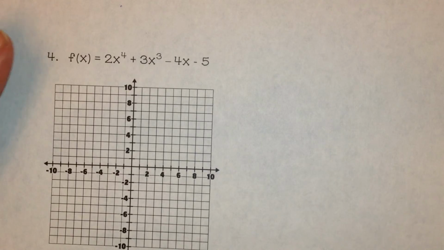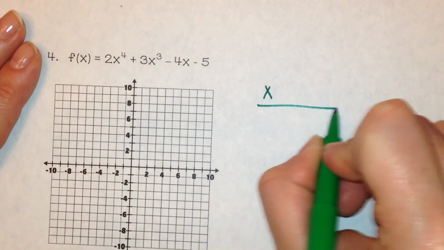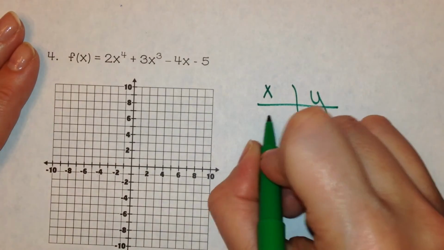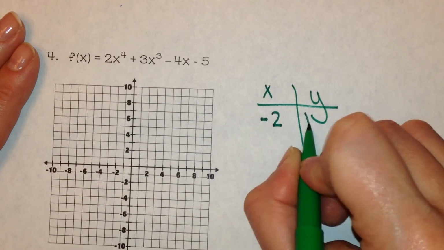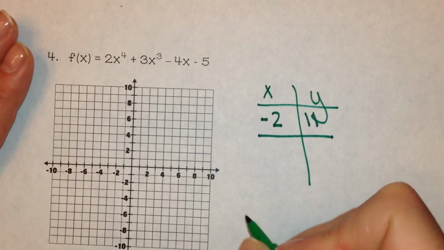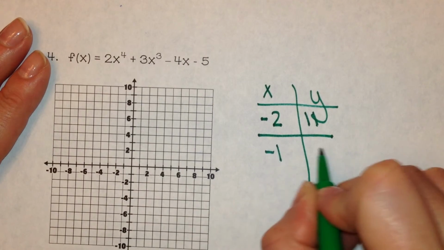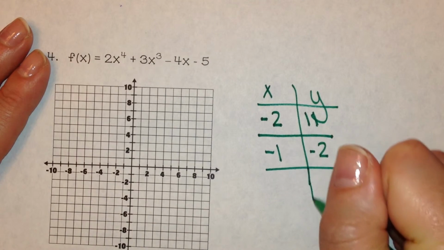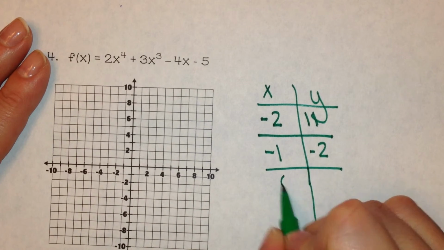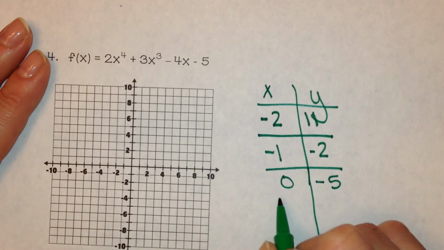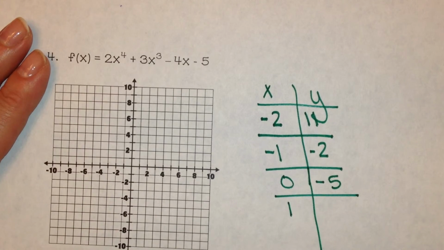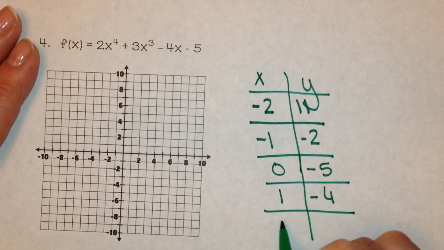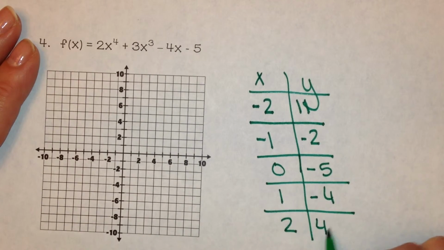All right, one more. Okay, we have x values that we can plug in, and I already did this, so I plugged in -2. I got out 11 for y. Plug in -1, I got -2 for y. When x was 0, y is -5. When x is 1, y is -4. And when x is 2, y is 43.